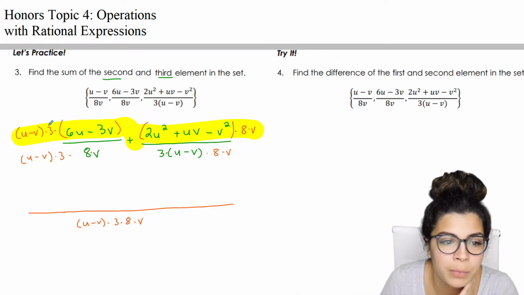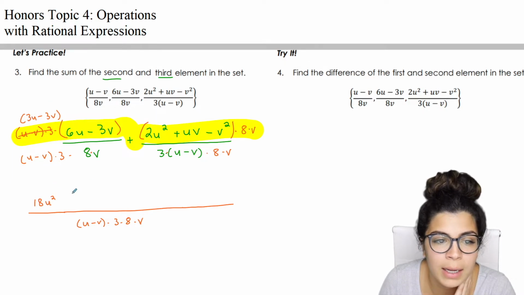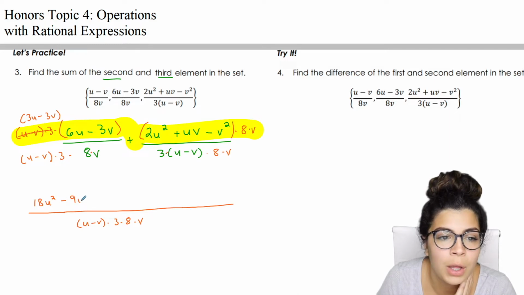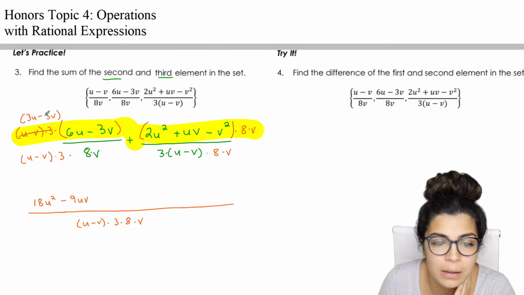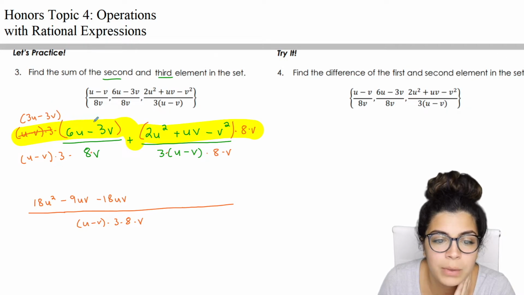So this will be 3u minus 3v, and I need to multiply that with 6u minus 3v. So 3u times 6u would be 18u squared. 3u times negative 3v is negative 9uv. Negative 3v times 6u is negative 18uv, and negative 3v times negative 3v is positive 9v squared.